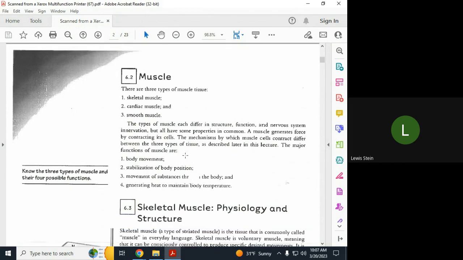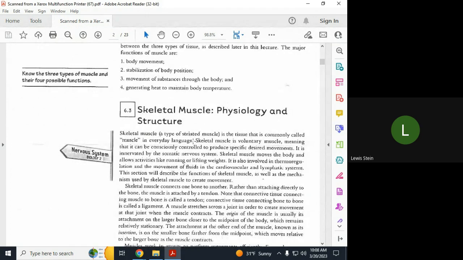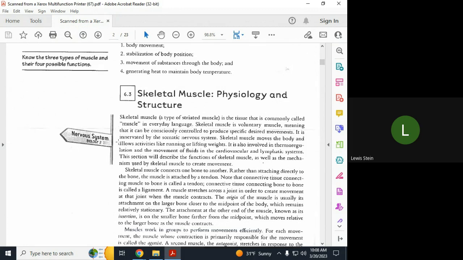Contraction, and what does it do? Body movement, stabilization, moving of substances, blood in particular, body position, moving the body itself, generating heat, maintaining body temperature, etc. As we go through this, I'm just going to highlight what they highlight. Striated, voluntary, everyday language. So what we typically call a muscle generically. In the context of a test question, you'd have to see the term for what kind of muscle it is. Consciously controlled, innervated. Again, the distinction between autonomic and somatic.